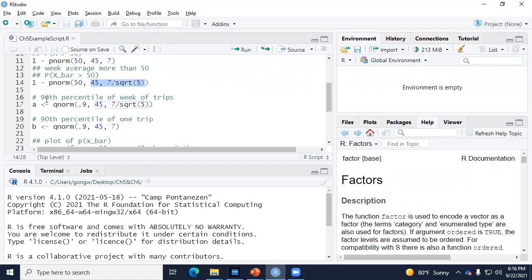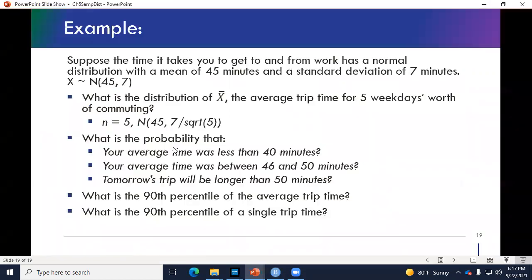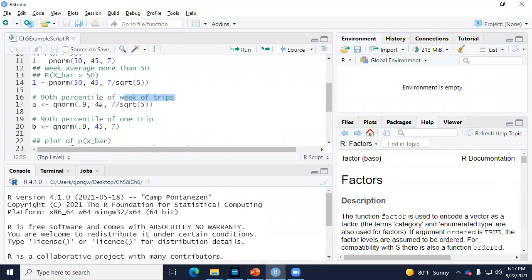Cannot make this wrong. And asking about the 90th percentile of weeks of trip. So yeah, that's for the average. Yeah, the average trip time. So I'm answering these questions. For the average trip time, the 90th percentile. So again, I put the distribution for X bar here.